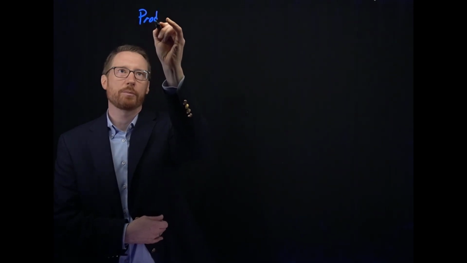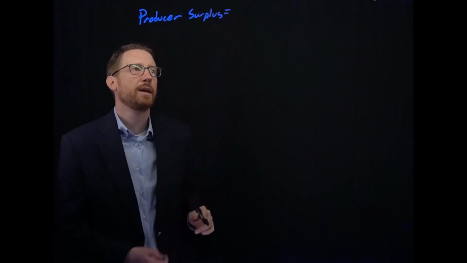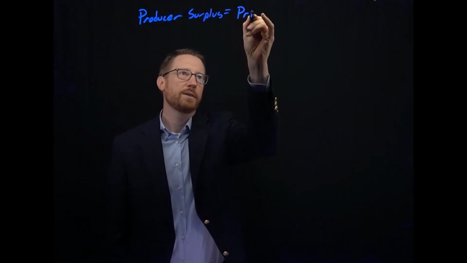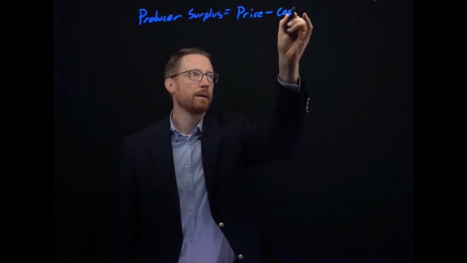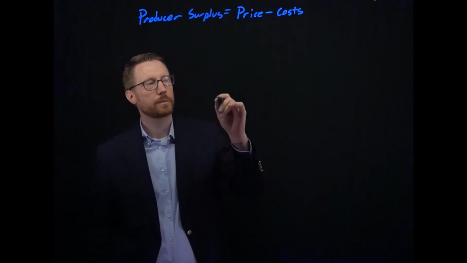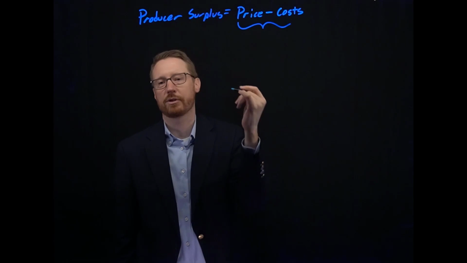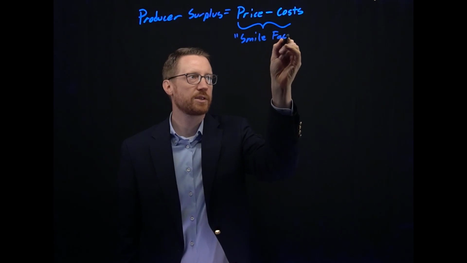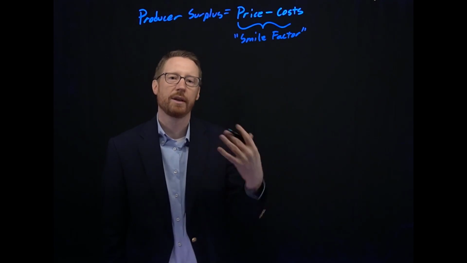What is producer surplus? Producer surplus is equal to the price that a product is sold for, so the price minus the cost to produce it, minus the cost. So what is the price minus the cost? Well, this is just the seller's smile factor. How happy are they to have sold that item?